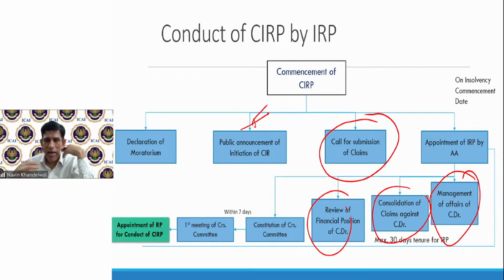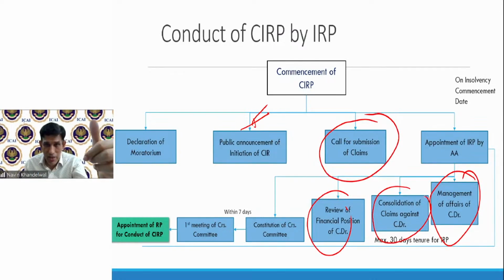As an individual, I am a creditor. I have provided certain services or supplied material. I am not aware of any public announcement in a newspaper. He might have given a public announcement in any newspaper, but I do not read those newspapers. How will I come to know about this process? I have not received any letter from the IRP also.